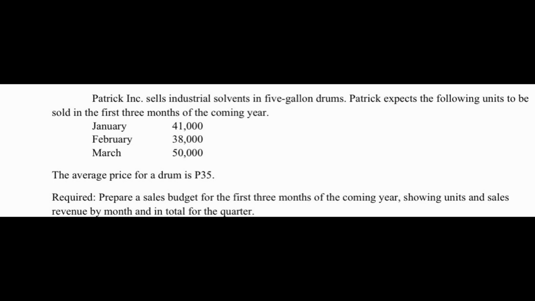So for the third example of our sales budget, Patrick Corporation sells industrial solvents in 5-gallon drums. Patrick expects the following units to be sold in the first 3 months of the coming year: January with 41,000, February 38,000, and March 50,000. The average price for a drum is 35 pesos. Required: prepare a sales budget for the first 3 months of the coming year, showing units and sales revenue by month and in total for the quarter.